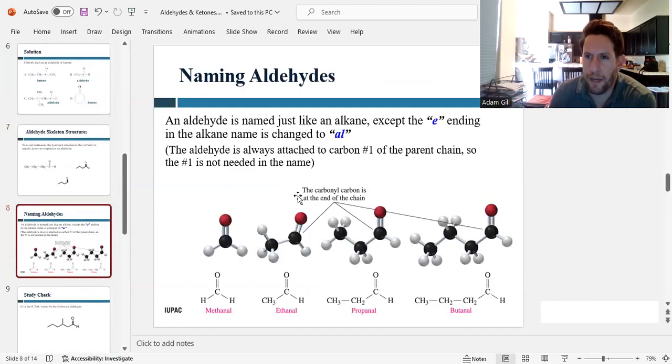All right, let's talk about how to name aldehydes. So we're going to use the same rules for naming alkanes, except we're going to change the E ending to AL.